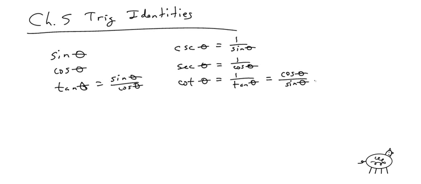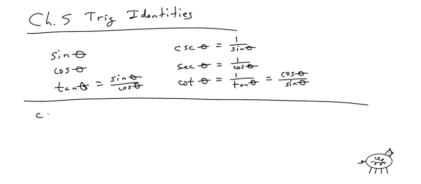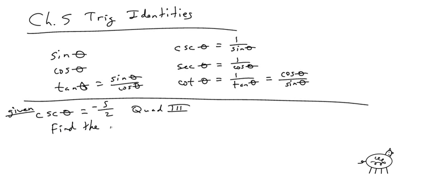So let me kind of start out with an example here. If I give you, so this is given, cosecant of theta is equal to negative 5/2. And I tell you it's in quadrant 3. The angle resides in quadrant 3. Okay? And then my question is find the other 5 trig identities.